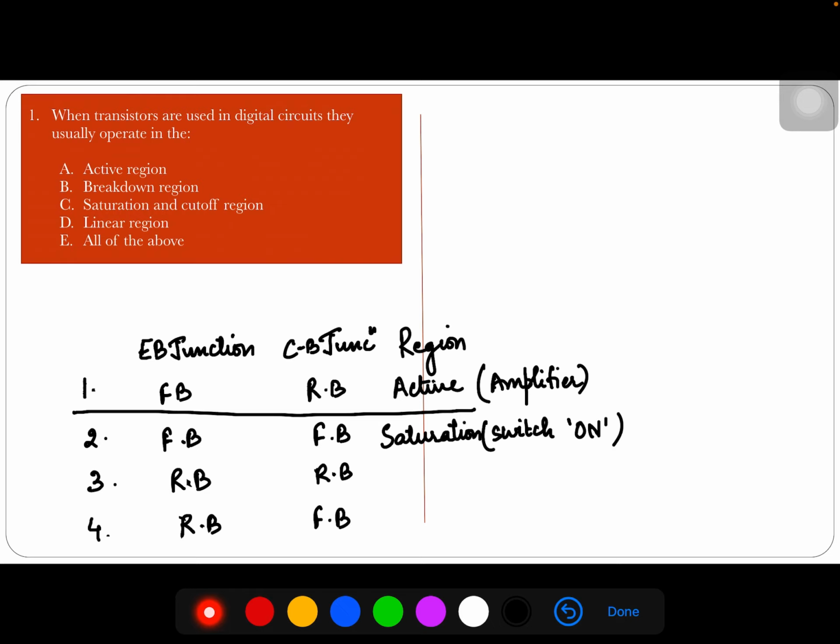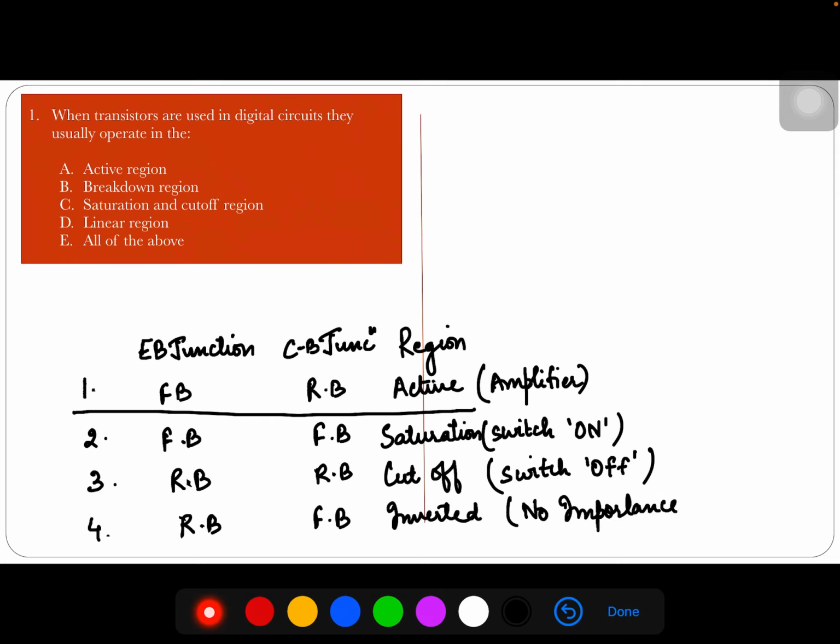In the third case, when both the junctions are reversed, then in that particular case, transistor will act again as a switch, but this time it will be an off switch. And the region will be called cutoff. And if collector base junction is forward and emitter base junction is reversed, it is called inverted region and it is basically of no importance. So the main regions of operation are the first three combinations, that is active, saturation and cutoff.